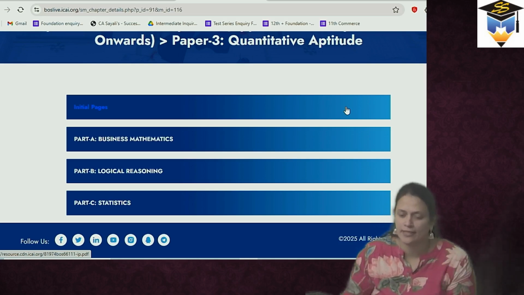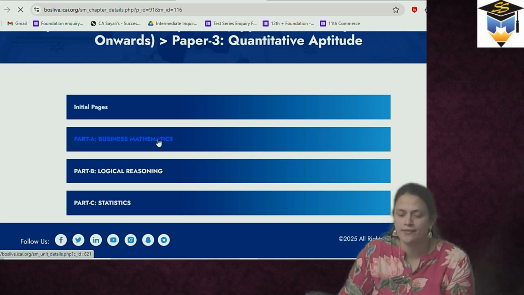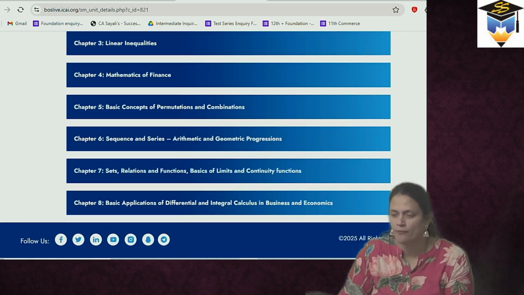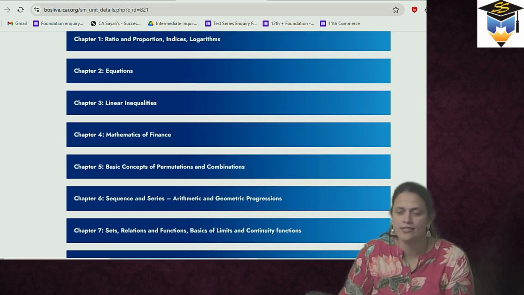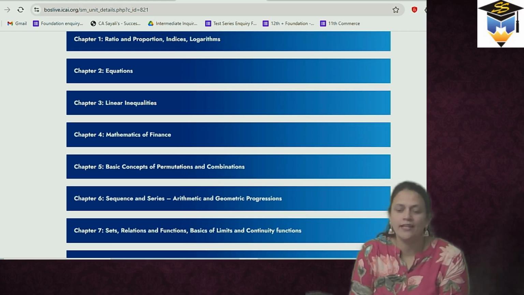First part is business mathematics. Now let us check which are the topics in business mathematics. So as you can see, these are the topics in business mathematics. The first is ratio, proportion, indices and logarithm. Second, equations. Third is linear inequalities or inequations.